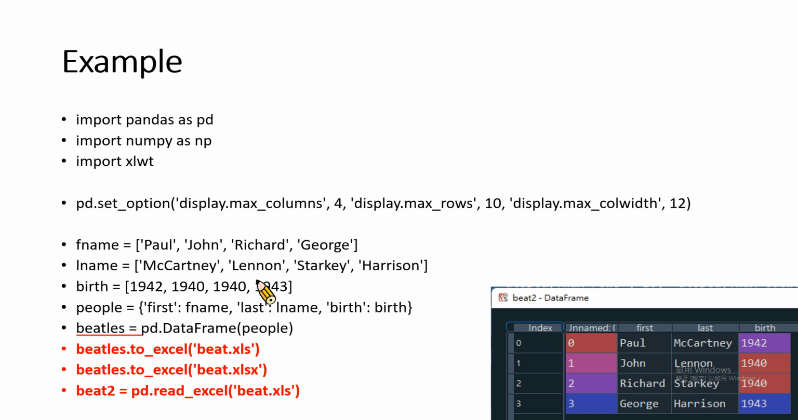Beatles is the data frame we want to create, and we create it from the dictionary called people, and here are the values for the people's first, last, and first keys. Okay, so we build a data frame called Beatles, and we use set_option to set the parameters or options for the data frame.